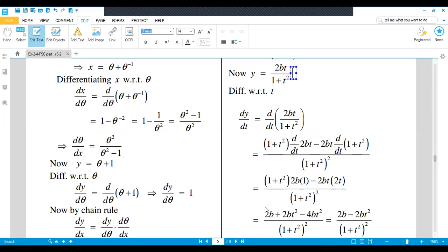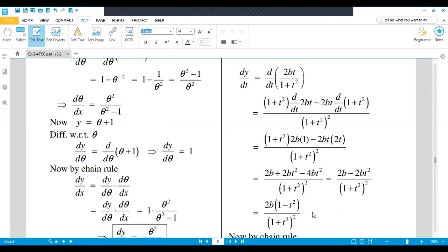Simplify it: 2b plus 2b t square minus 2 2s are 4, 4bt square. So plus 2bt square minus 4bt square, subtract. So we get 2b minus 2bt square. Taking 2b common, we get 1 minus t square divided by 1 plus t square whole square. This is the value of dy by dt.